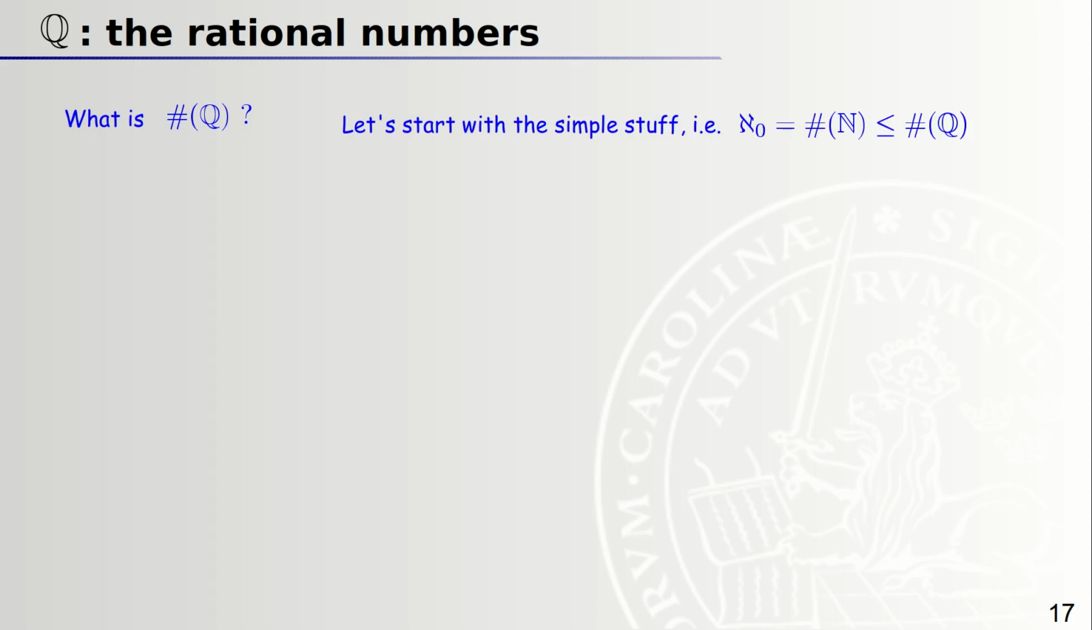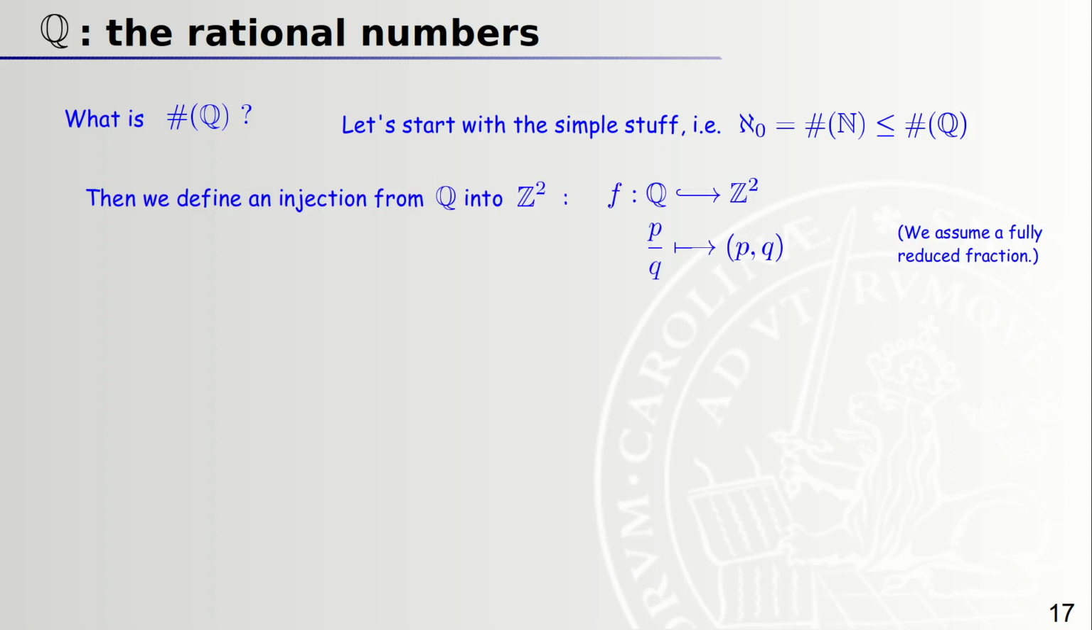To get the obvious stuff out of the way first, clearly there are at least as many rational numbers as there are natural numbers, because the natural numbers are a subset of the rational numbers. So the cardinality of Q is at least as big as the cardinality of N, or Aleph 0. Now we define an injection from Q into Z squared. We do this by mapping the fraction p over q to the pair (p, q). The assumption is, of course, that these fractions are fully reduced, so we don't count a rational number more than once.